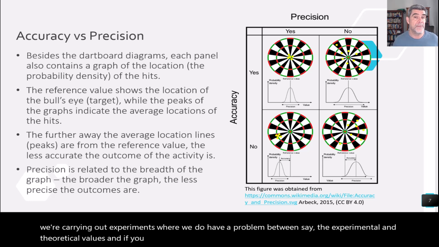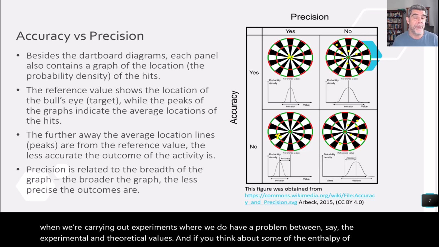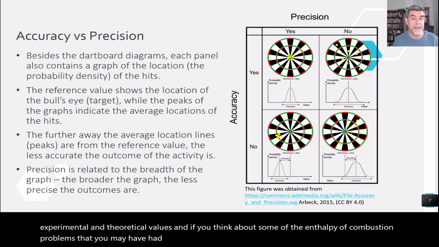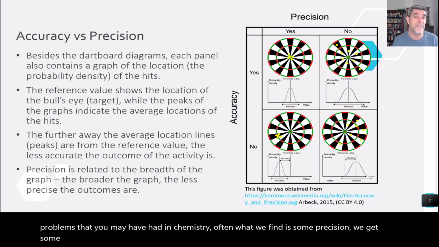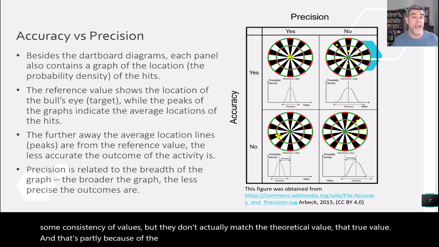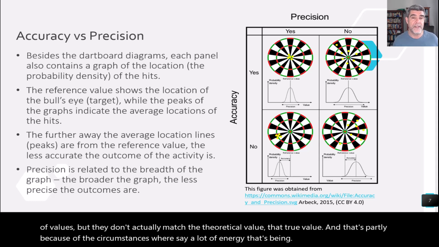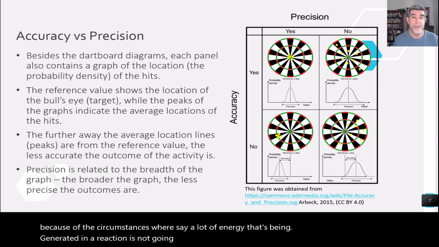And if you think about some of the enthalpy of combustion problems that you may have had in chemistry, often what we find is some precision. We get some consistency of values, but they don't actually match the theoretical value, that true value. And that's partly because of the circumstances where, say, a lot of energy that's being generated in a reaction is not going to heating up the actual system, it's being lost to the surroundings.